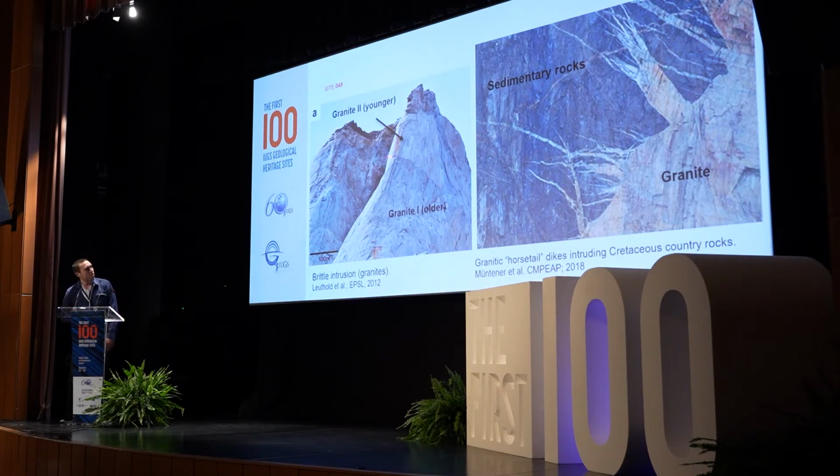We can see sharp contacts between the granitic layers or the granitic units, in this case by brittle intrusions. And here is a very beautiful photo of the intrusion and the outer contact of the pluton with the metasedimentary rocks with these horsetail dikes.